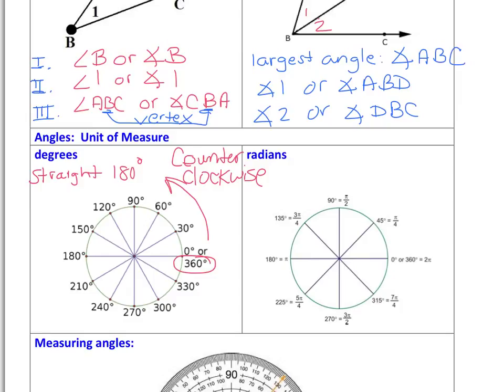Now, there are other units of measure for angles. One of those is called radians, and I'm sure that you have not had any experience using radians. We will predominantly be using degrees through most of this year, and we will be looking and introducing radians at the end of the year when we do trigonometry.